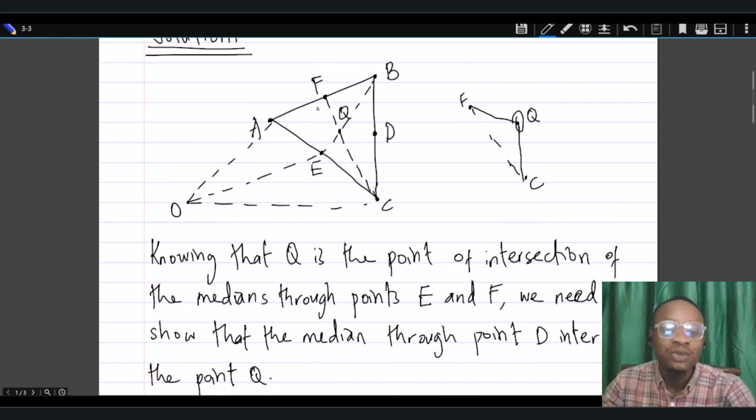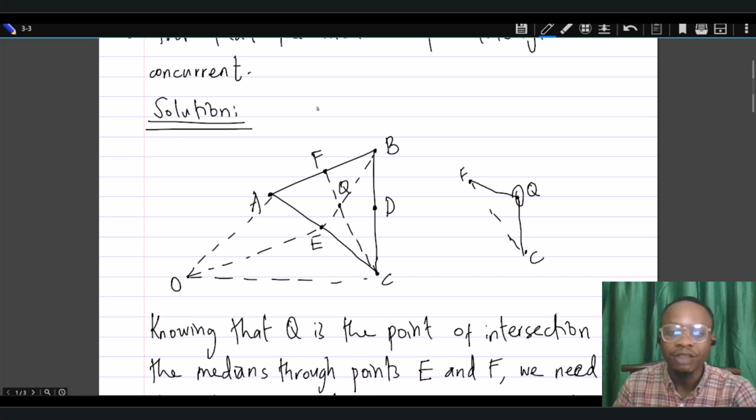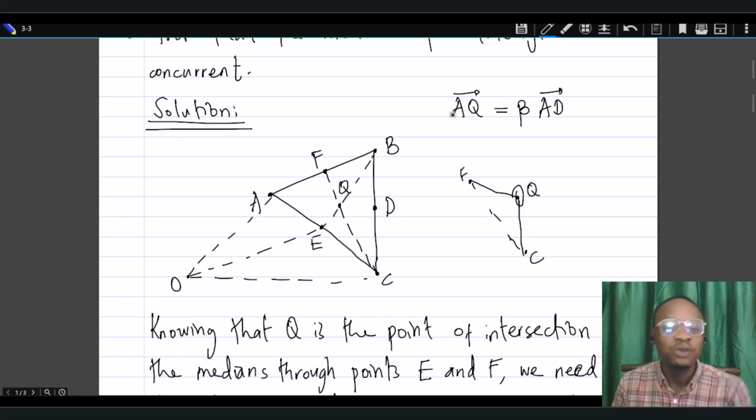So that means we should now seek to establish that the vector AQ is a multiple, say beta, of vector AD. So we should be looking at establishing a relation between the points A, Q, and D. Now let us see what that relation is. Once we have that relation, then we see if we can, from that relation, establish that AQ is a multiple of AD, or AD is a multiple of AQ, if you like.